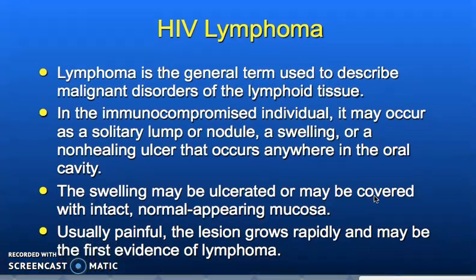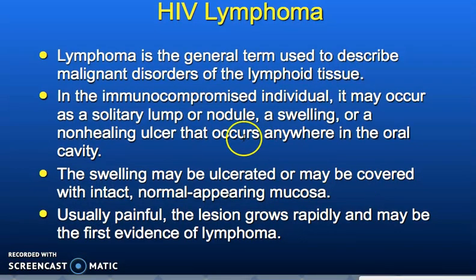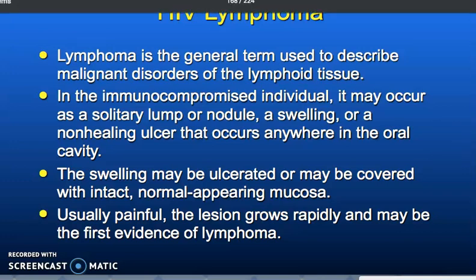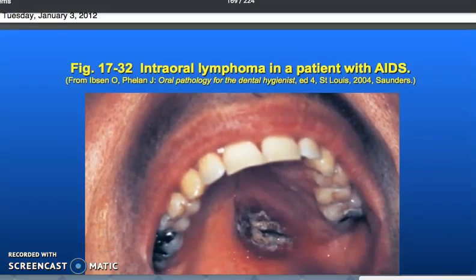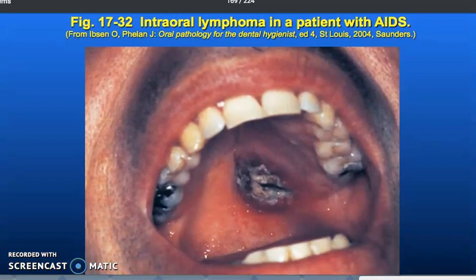HIV lymphoma. It's a general term for malignant disorder of the lymph tissue. Again, lumps, swelling, nodules in the area of the oral cavity. That's why the dentist again is going to palpate, feel around the tissues and the neck during an exam. Here we have an intraoral lymphoma in a patient with AIDS. This is the area here, so it's a necrotic area. The tissue's dying.